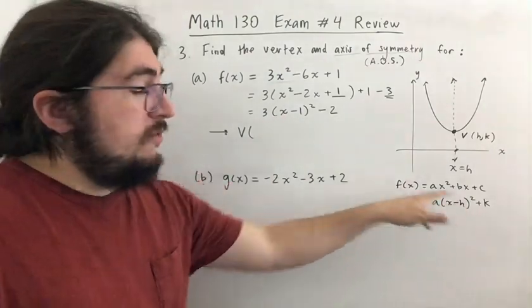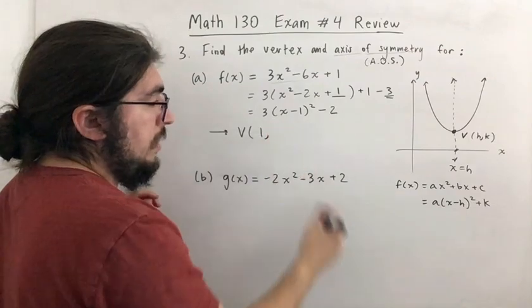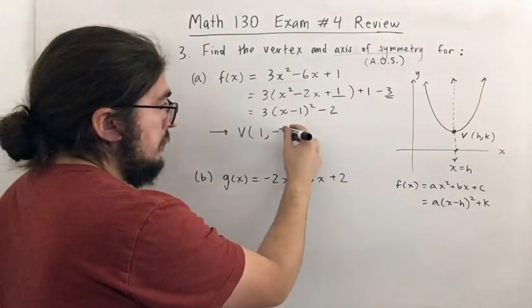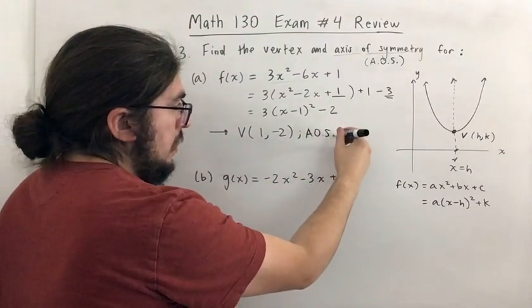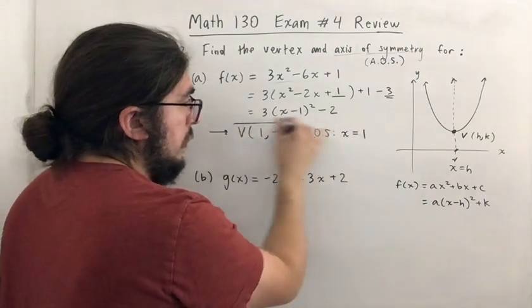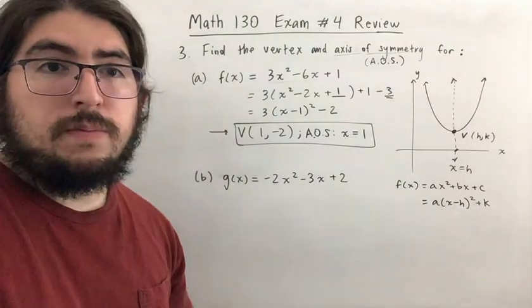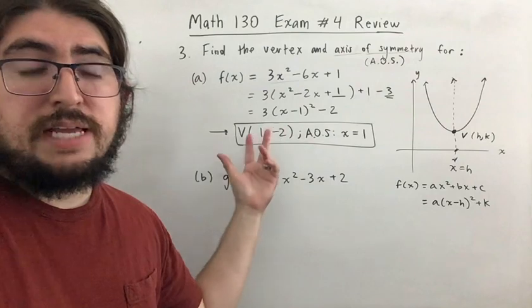h is what's subtracted from x inside of the parentheses, so it's a sign change of the number next to x, that's positive 1, and the number added to the square term, which is negative 2. So that's the vertex, and the axis of symmetry just has the equation x equals the x value of the vertex, which is 1. So that's it right away. That's the power of vertex form. It gives you the vertex right away, and the axis of symmetry is just x equals whatever the x value of the vertex is.